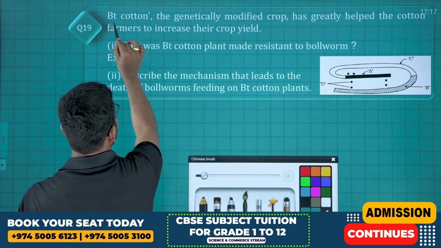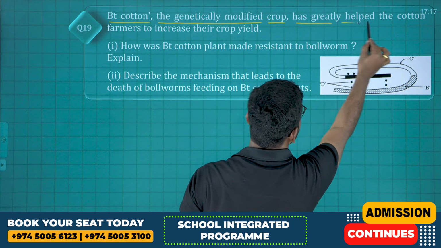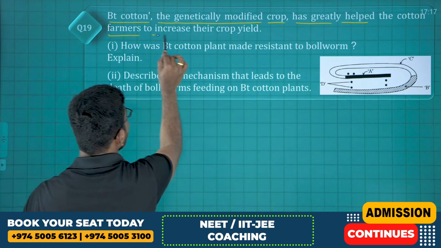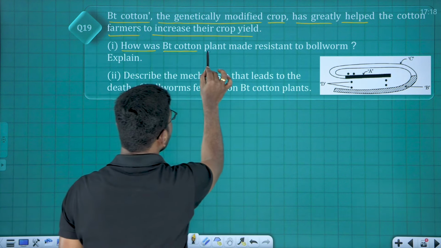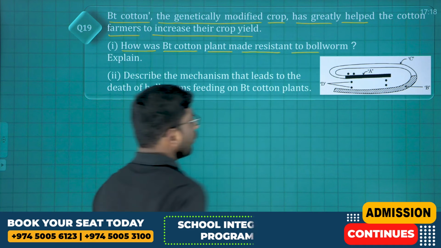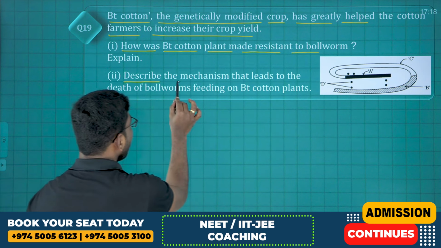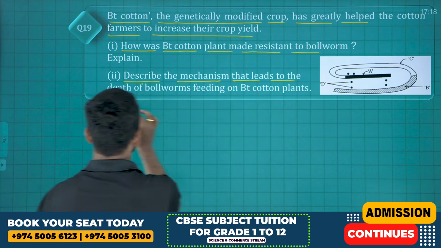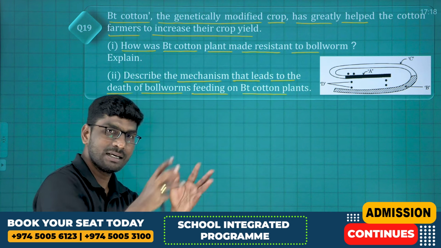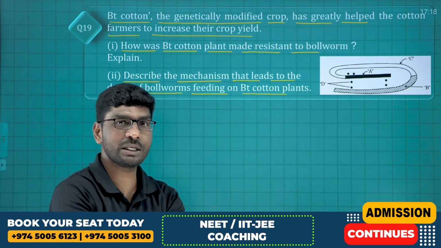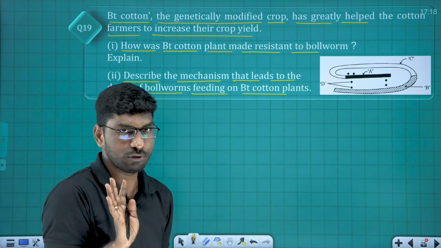Let me read the question. BT cotton, the genetically modified crop, has greatly helped the cotton farmers to increase their crop yield. Correct? How was the BT cotton plant made resistant to bollworm? I already explained in the previous slide. Same thing applicable here, right? Describe the mechanism that leads to the death of bollworm feeding on the BT cotton plant. You should write that the Cry protein in alkaline medium gets activated and makes perforations on the epithelial tissue in the midgut, and swelling, rupture, everything you should write.